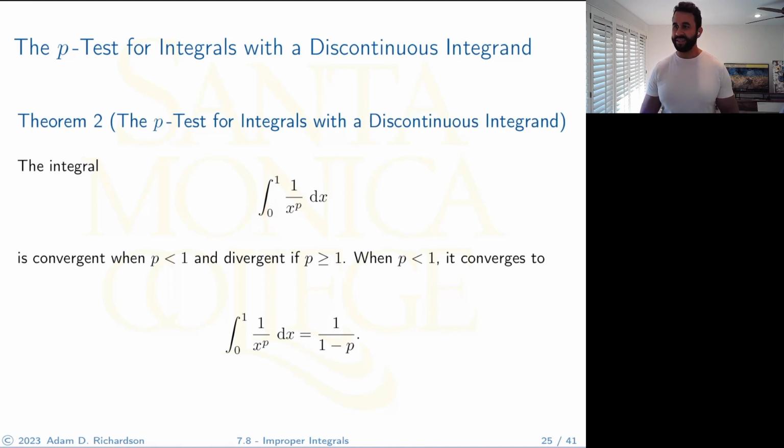So what's interesting is that the convergence behavior is reversed for these types of integrals. This integral will be convergent when p is less than 1, and divergent if p is greater than or equal to 1. When p is less than 1, it's going to converge to this number, 1 over 1 minus p. All right?